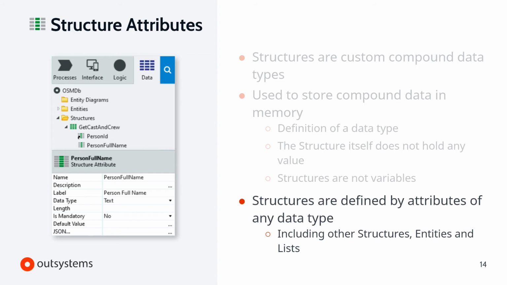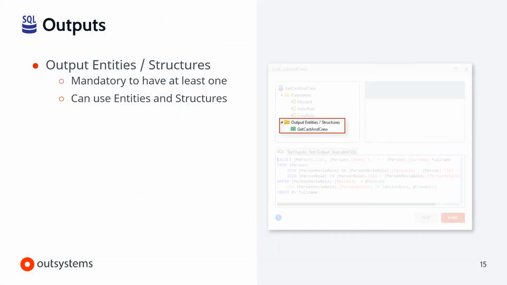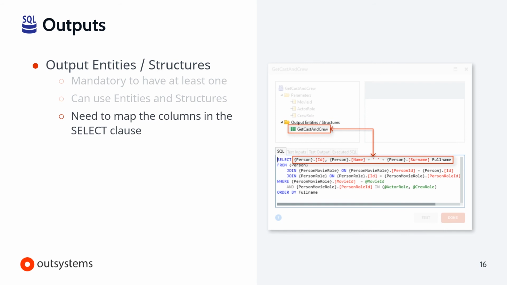Let's go back to the SQL tool and its outputs. Besides defining the input parameters in the SQL query, it is also required to set the output entities and structures. It is mandatory to set at least one output structure or entity. These output entities and structures must map to the query output, that is, the select part. If we are doing a query with a set of columns in a select clause, then the output has to have the same number of columns and the data types must also match.